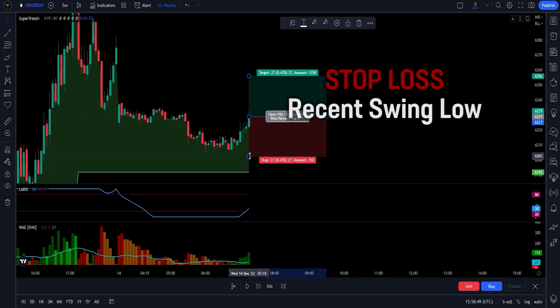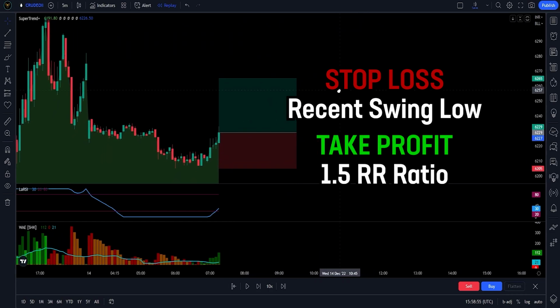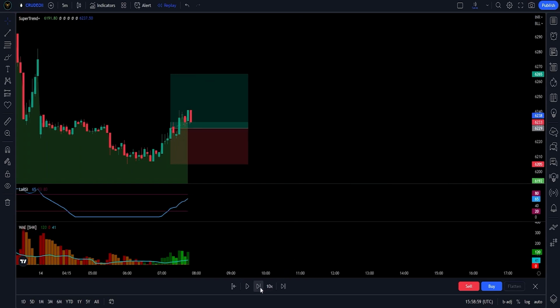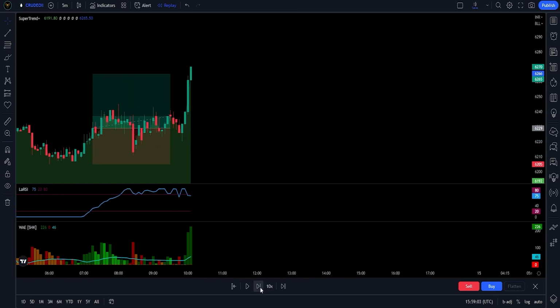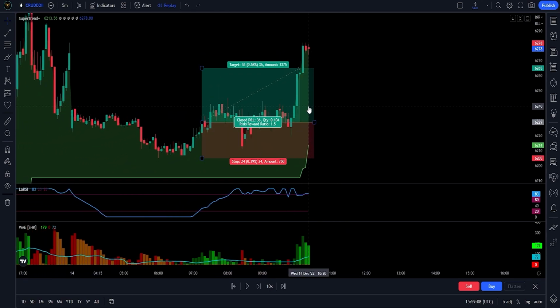Our stop loss will be placed at the recent swing low, and our take profit will be set to a 1.5 risk to reward ratio. Now that everything is set, let's see how this trade goes. Success! Our prediction was correct, and we made a profitable trade.